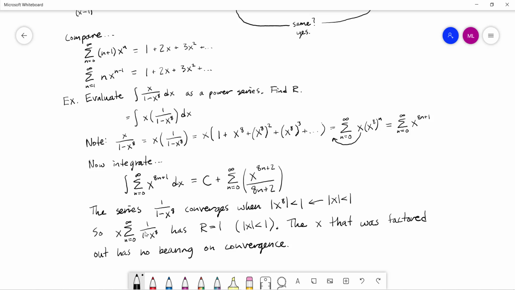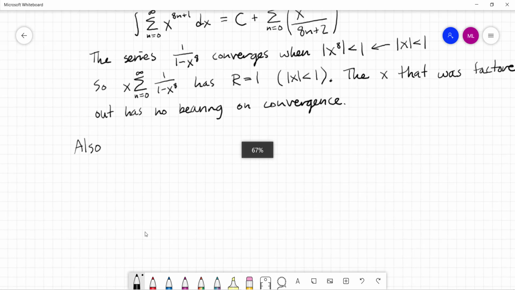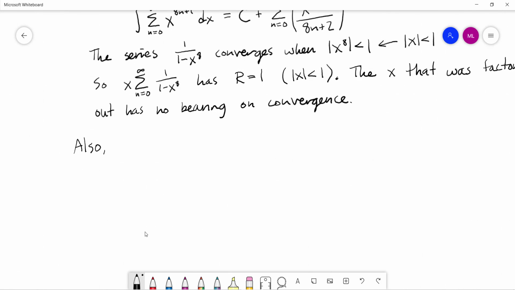So this is what we've got so far. I want to consider another thing to think about. So this is related, but not necessarily a part of this problem. Consider the fact that we know what the integral of 1 over 1 minus x is, right? I can just do this integration.